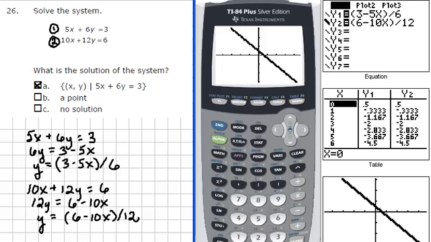And to reinforce that, you might press trace. If you press trace, first of all, you see that the point 0, 0.5 is on each graph. And then you can use your right arrow key to move from point to point. And all these different points that it shows us are solutions to the system. So another solution to the system is 0.6, 0. But every single point on the line is a solution to the system, because every point on one line is also a point on the other line.